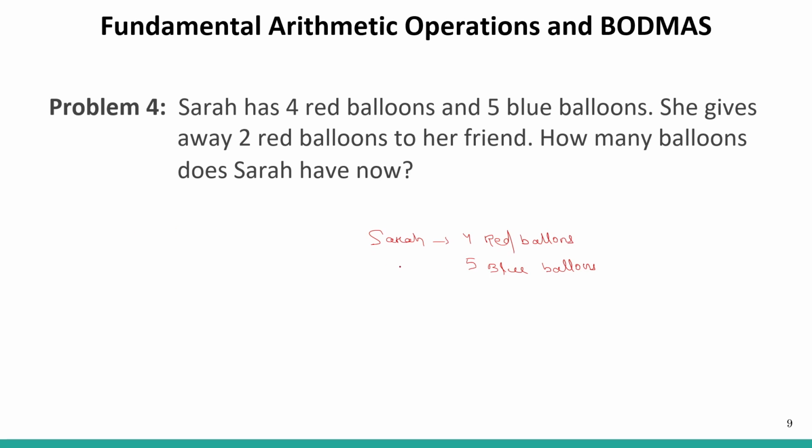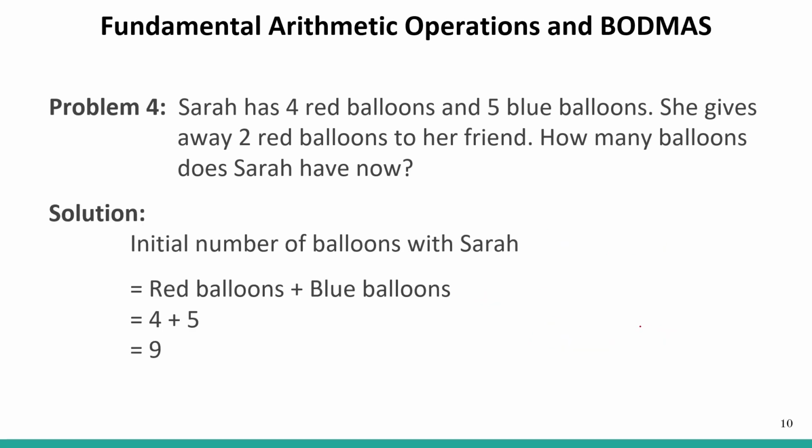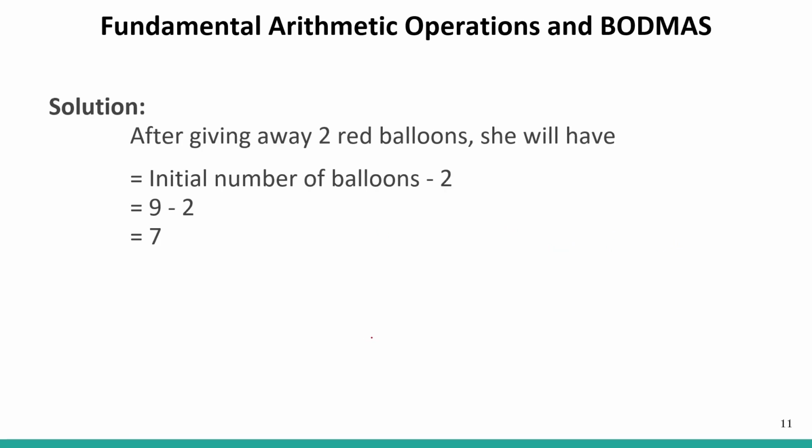In total, Sarah had 9 balloons, because 4 plus 5 is equal to 9. In general, it is asked about balloons only, not the color. She gave away 2 red balloons to her friend, so how many balloons does she have left? We do 9 minus 2, which is equal to 7. The total was 9, 2 were given away, so 7 balloons are left now.